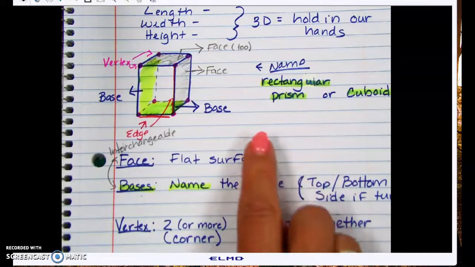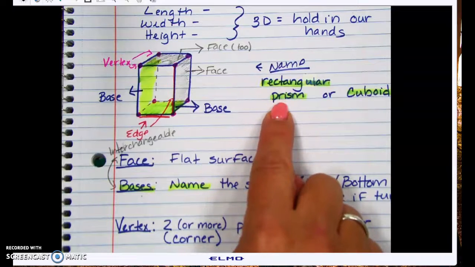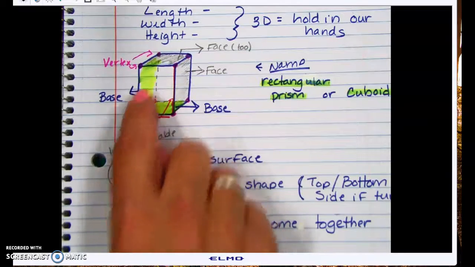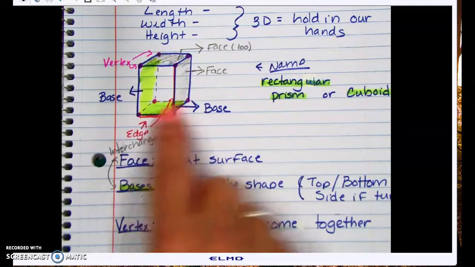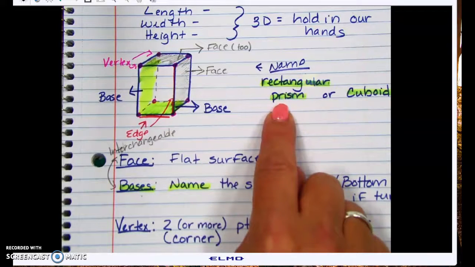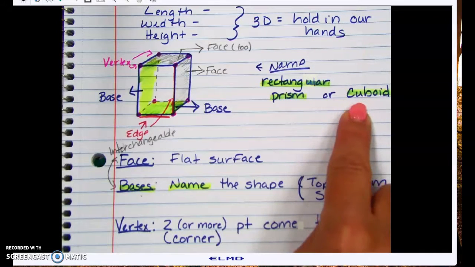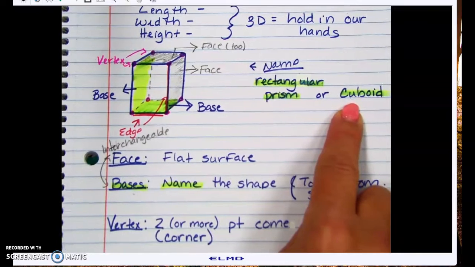So if you look, we have a rectangular prism because this is shaped as a rectangle, as is this. They're different shaped rectangles, but they are rectangles, so we call them rectangular prisms. I just learned that it can also be called a cuboid.